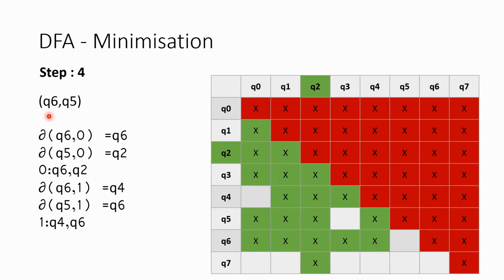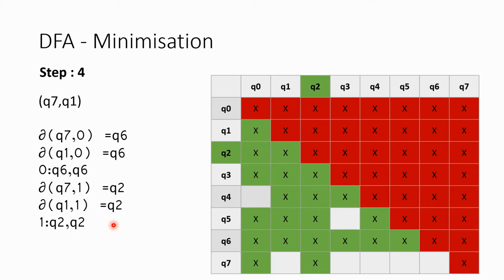And now we are moving on to the next tuple set, which is Q6, Q5, for which we've got Q6, Q2 and Q4, Q6. And Q6, Q2 is non-equivalent, so we are marking Q6, Q5 as non-equivalent tuple set. The next tuple set Q7, Q0 has the values Q6, Q1 and Q2, Q5. Both of them are already marked as non-equivalent, so we are going to consider Q7, Q0 as non-equivalent tuple set.